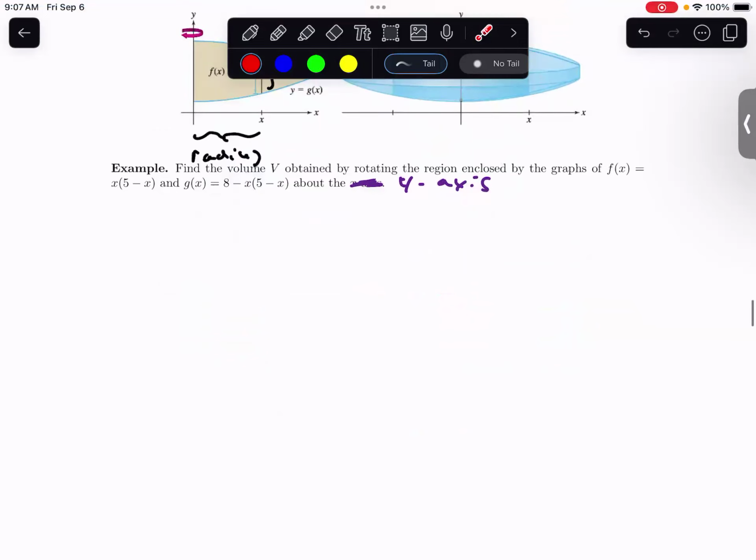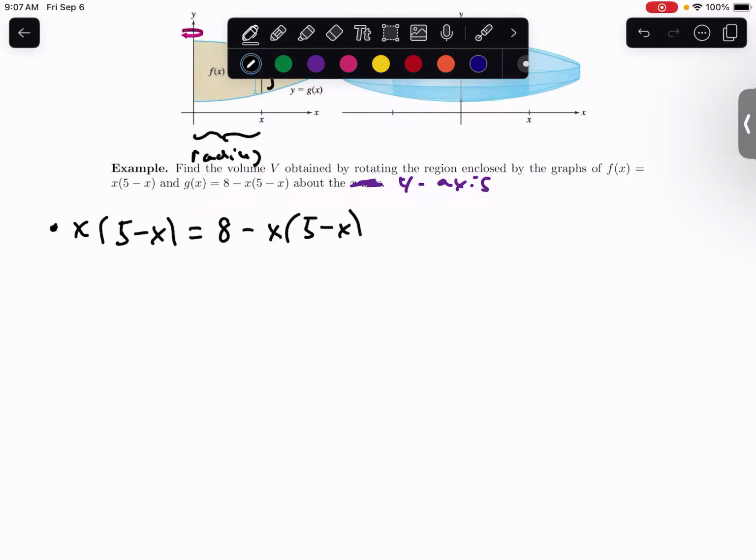For the next example, it wants you to find the volume V obtained by rotating the region enclosed by the graphs of f of x equals x times (5 minus x) and g of x equals 8 minus x times (5 minus x). Before drawing the picture, let's just find the points of intersection. That will determine the limits of integration. So we're going to set the two functions equal to one another: x times (5 minus x) equals 8 minus x times (5 minus x).